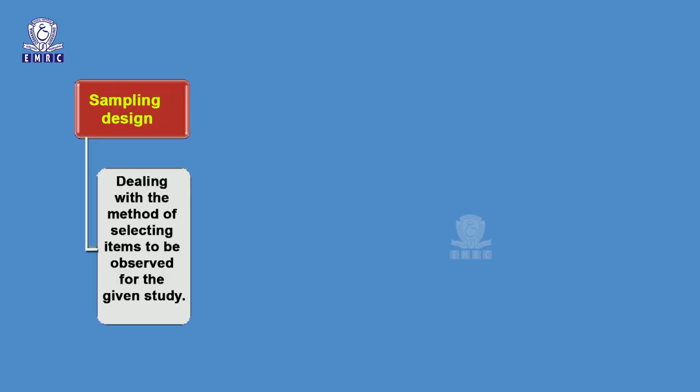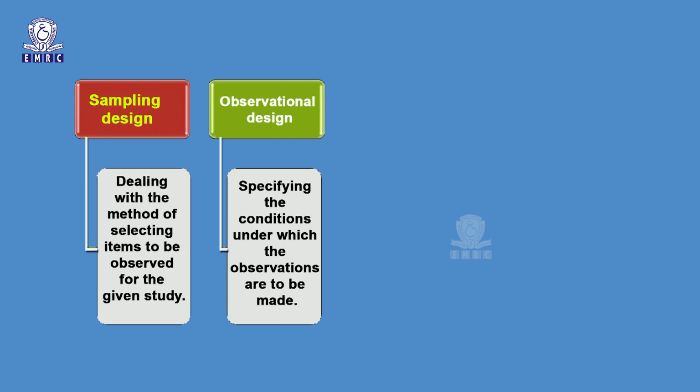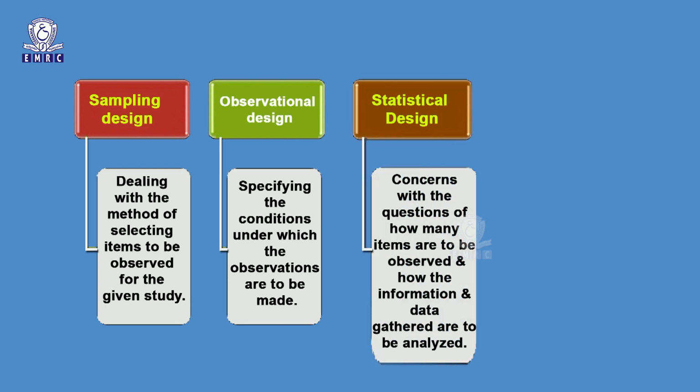The sampling design, dealing with the method of selecting items to be observed for the given study. And second one is the observational design, specifying the conditions under which the observations are to be made. And the third is the statistical design, taking into account the quantitative and statistical aspects of the design, which concerns the questions of how many items are to be observed and how the information and data gathered are to be analyzed.